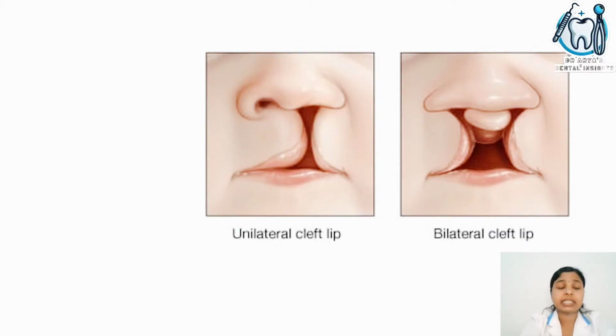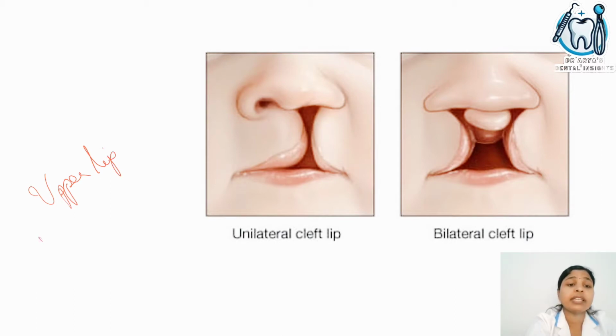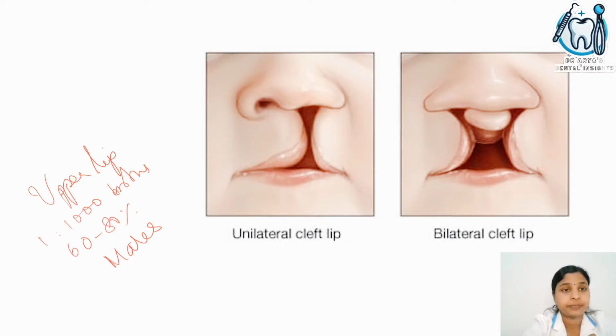So this is the cleft lip. Okay, this is the unilateral cleft lip and this is the bilateral cleft lip. So cleft lip mainly occurs in the upper lip, and the incidence is 1 in 1000 births. Okay, and 60 to 80% of the children involved are males. So males are mostly affected.